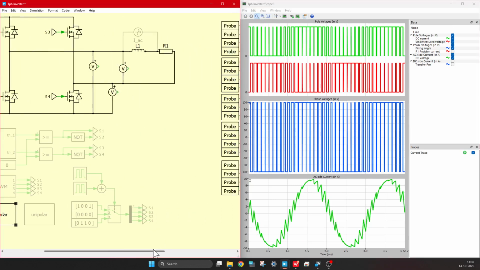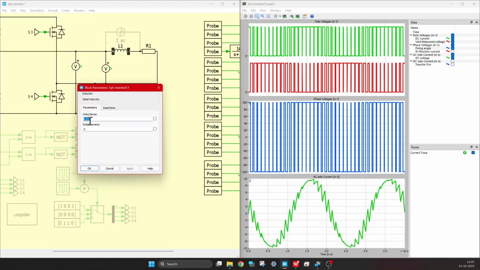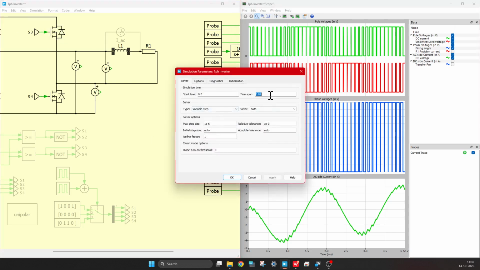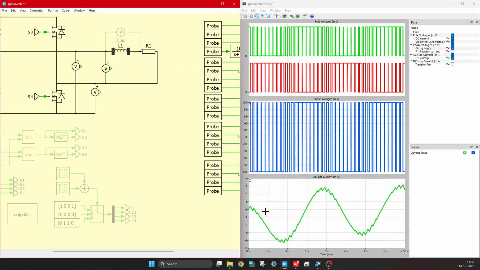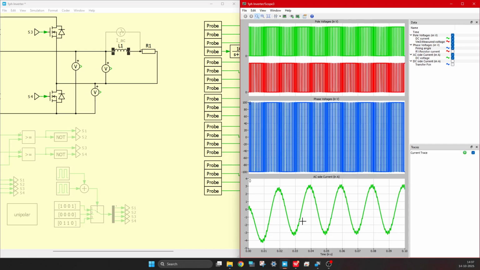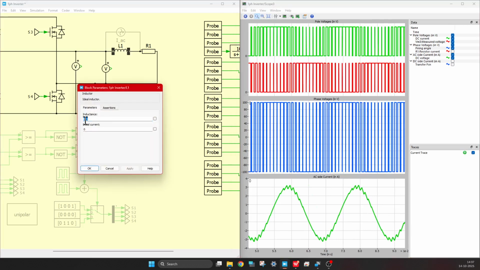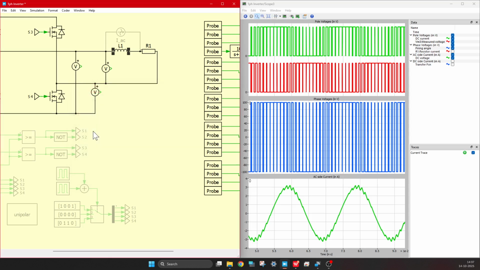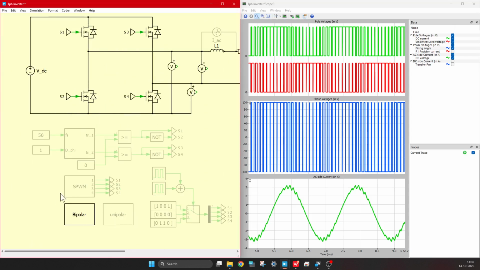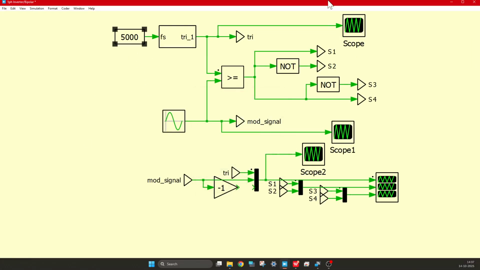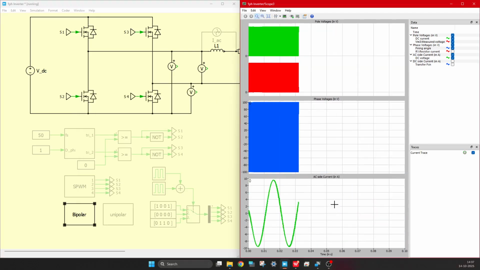Now what we can do is change this inductance value to, let's say, 0.1. When you change to 0.1, now you see it improves, right? Let me simulate it for 1 second. See, it is quite nice, right? So either we can increase the filter, that is this inductance, or we can change the switching frequency, which we can keep at 5000. So these are the methods.